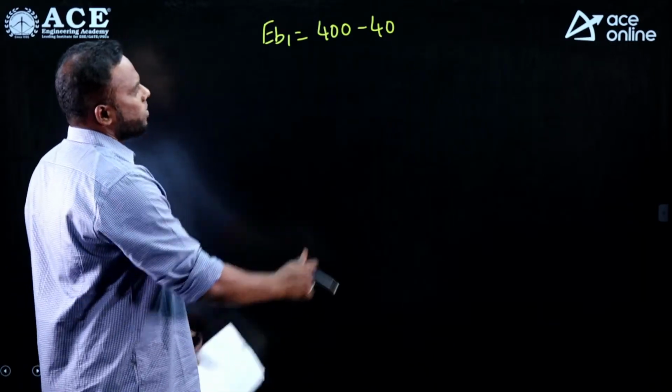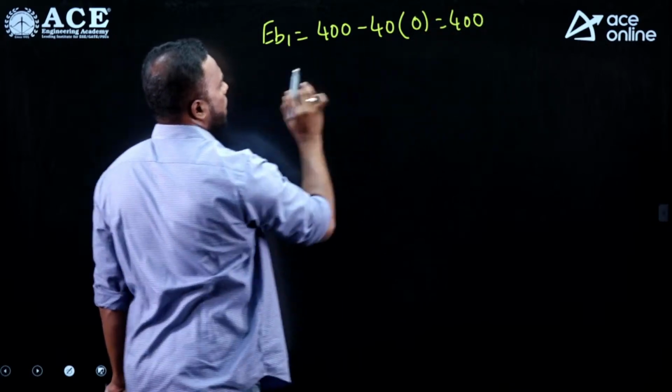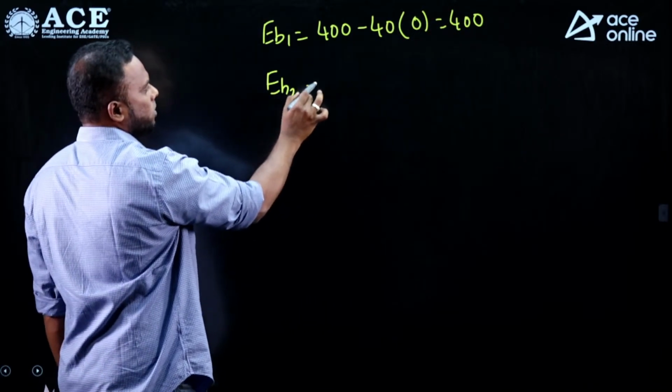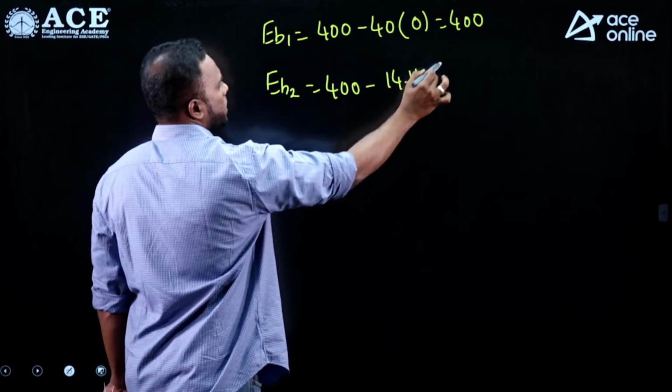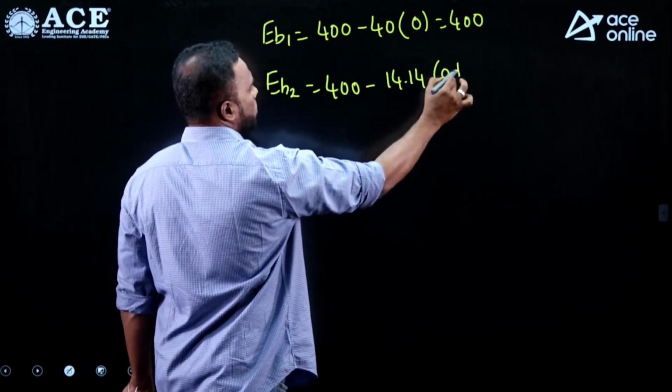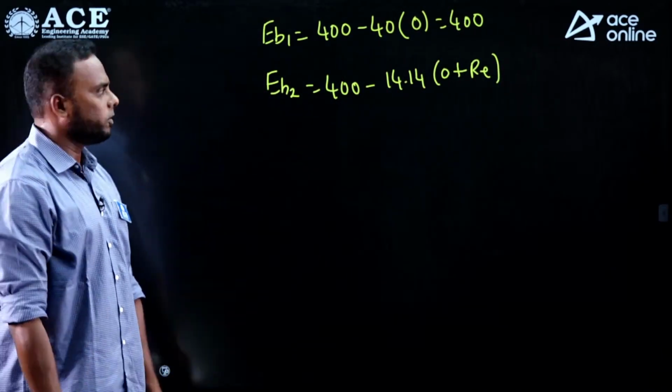Initially, IA1 resistance is given as 0, that's why EB1 is 400 only. And the new back EMF is EB2 equal to 400 minus 14.14, the new current, into resistance. Not given, 0 plus some resistance we have to add now in order to reduce the speed by 50%.